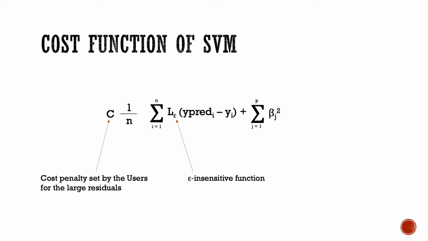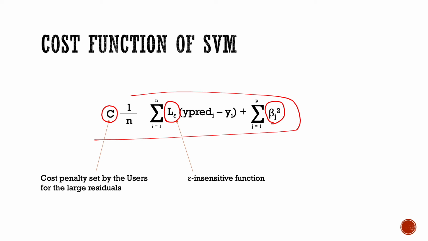Now in SVM, the cost function we consider is that, first of all, we take a value called C. This is the cost penalty we put on the residuals which are very large. So this value can be set by the users. Then we take the mean of a function, the epsilon insensitive function, L epsilon let's call it, of the residual. And then we add the sum of the beta squares. Beta is nothing but the coefficients of each of the independent variables. So this is our cost function.